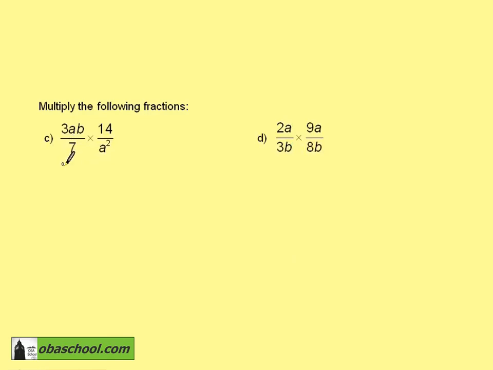Now consider 3ab over 7 multiplied by 14 over a squared. 7 goes into 7 once and into 14 twice. The a on the top here will also cancel with the a squared on the bottom, leaving 1 on the top and a on the bottom. That's all the cancelling, so we have 3b multiplied by 2, which is 6b. On the bottom, we just have 1 times a, which is a.